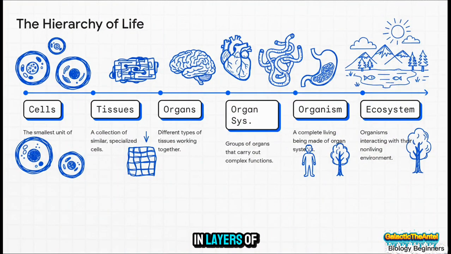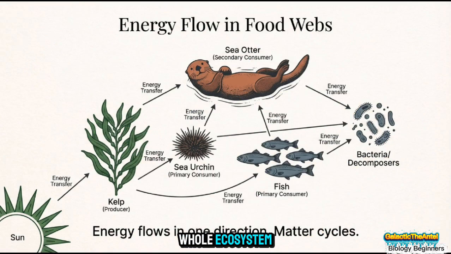Life is organized in layers of ever-increasing complexity. It all starts with those basic cells. Then groups of similar cells get together to form tissues. Tissues combine to make organs. Organs work together in organ systems. All of those systems come together to make one organism. And communities of all those different organisms interacting with their environment, well, that's a whole ecosystem.